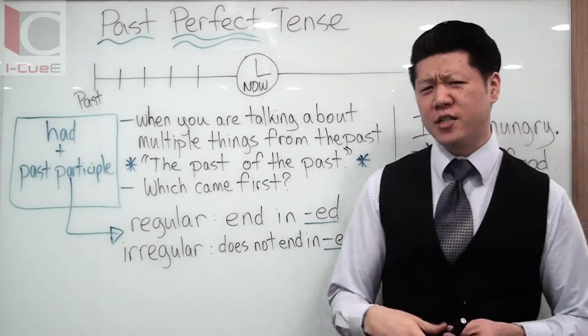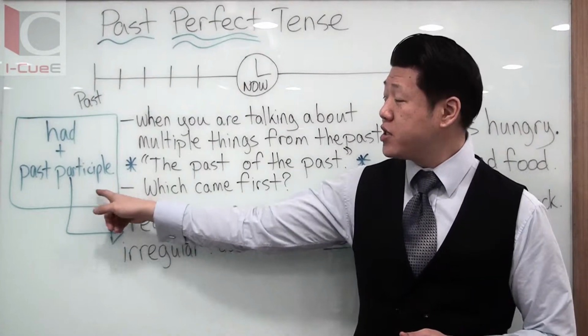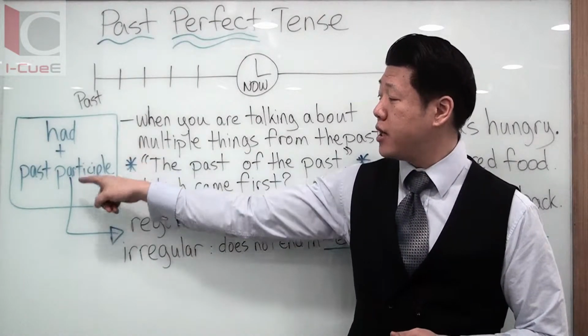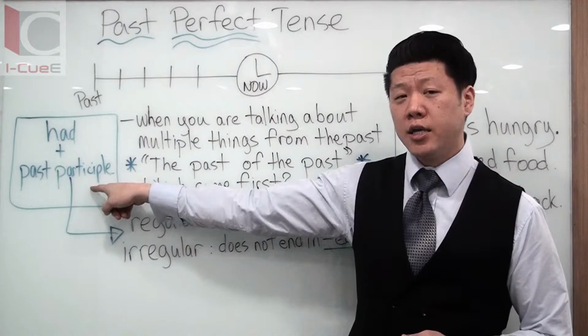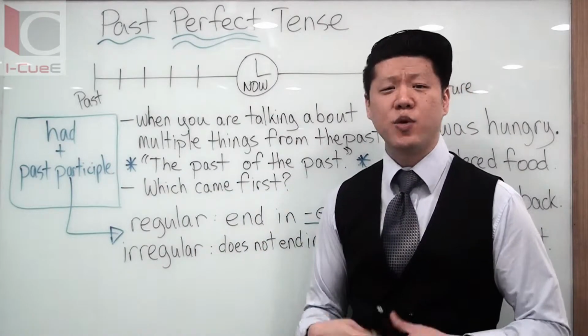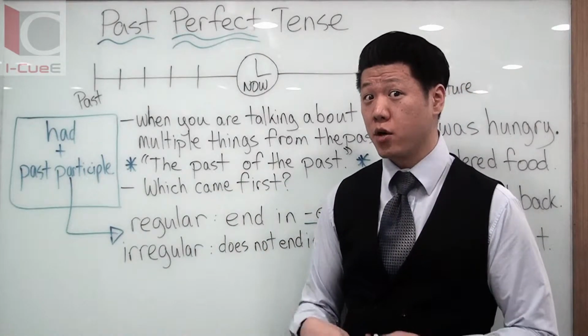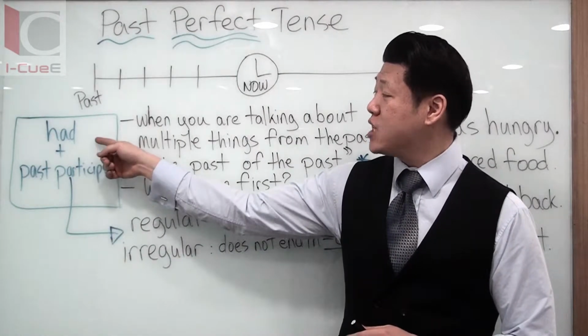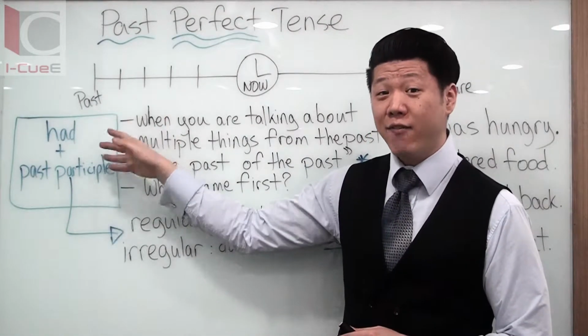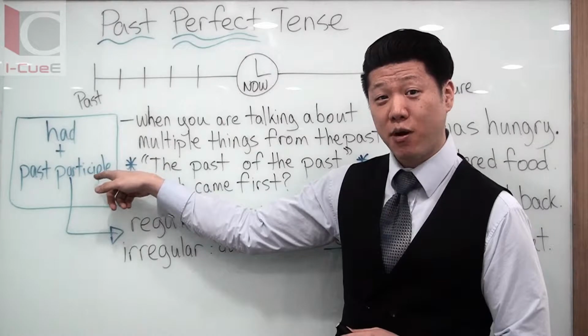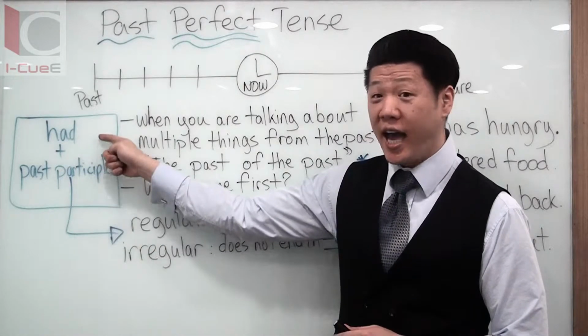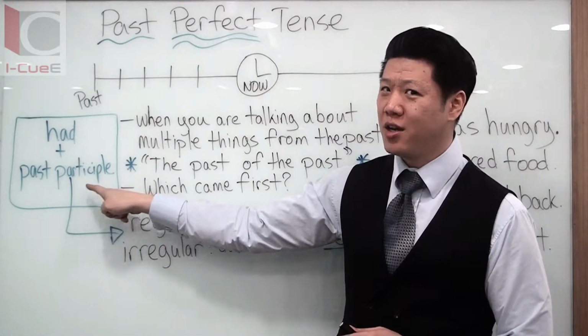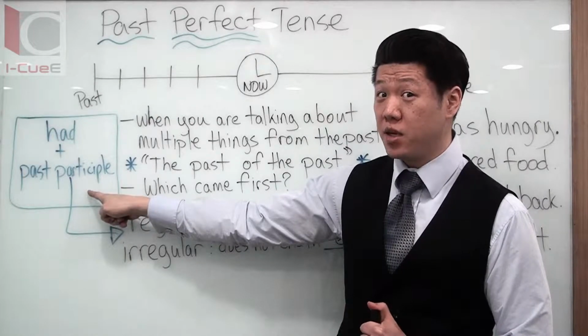So let's talk about the pattern here. It's a very simple pattern. It's had plus past participle. Now, when it comes to the present perfect tense, we have to have subject-verb agreement. When we're talking about the past perfect tense, forget about it. Everything is had plus the past participle. I, you, we, they, he, she, it: had, past participle. This is where people get a little bit confused.